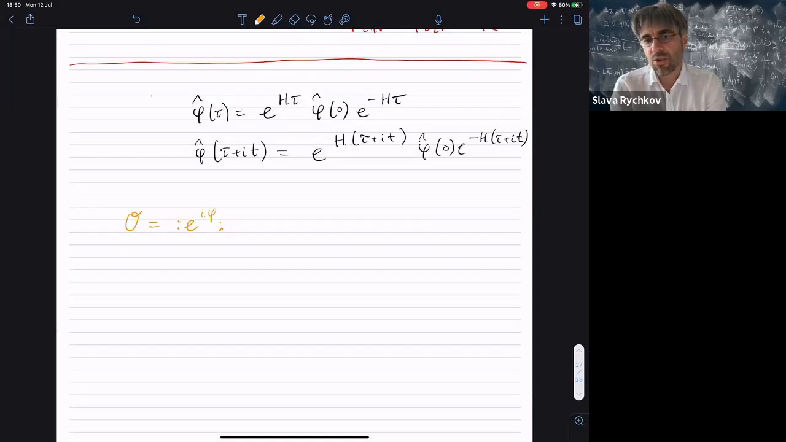So it just shows that causality is not necessarily a consequence of only locality. There is something else about it.